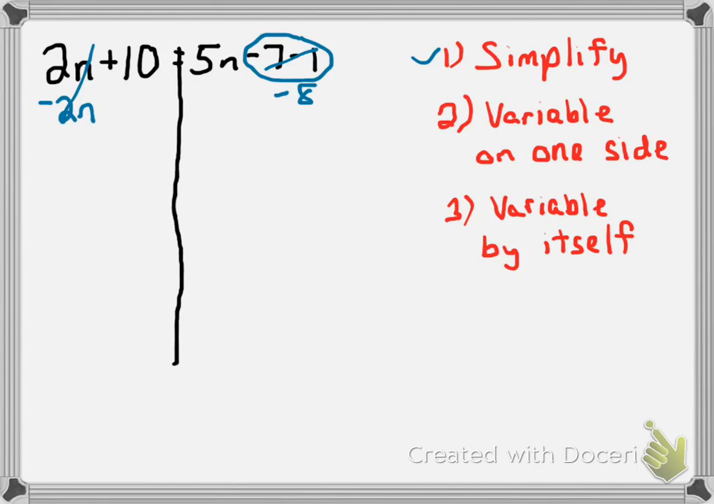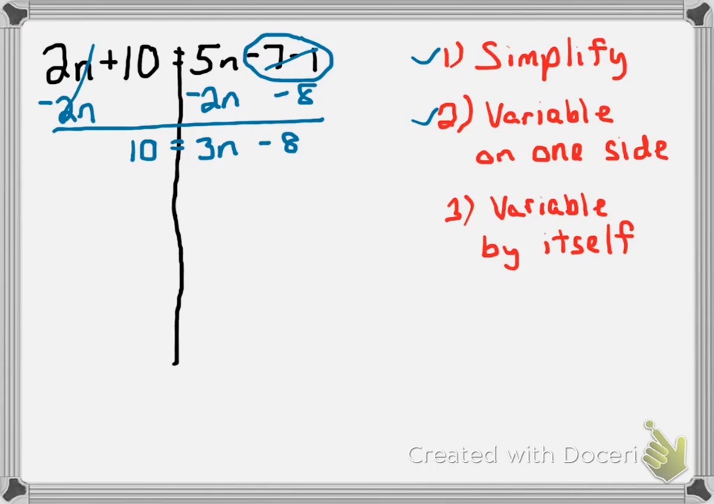Whatever you do to one side of the equation, you always have to do to the other side. So if I subtract 2n from the left side, I've also got to subtract 2n from the right side. And that leaves me with 10 equals 3n minus 8. My variable is now on one side.